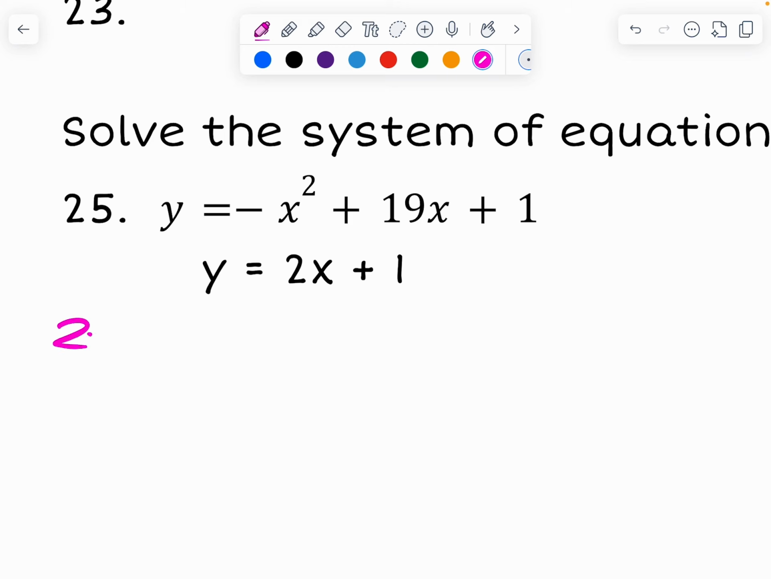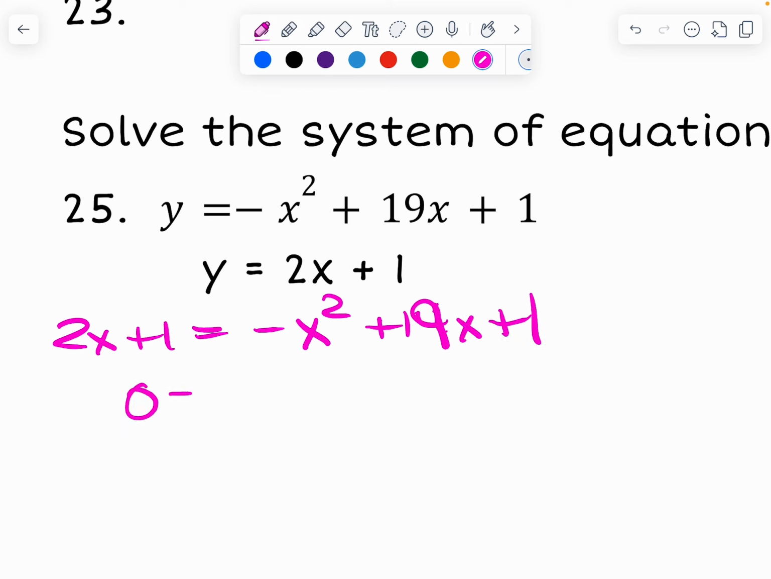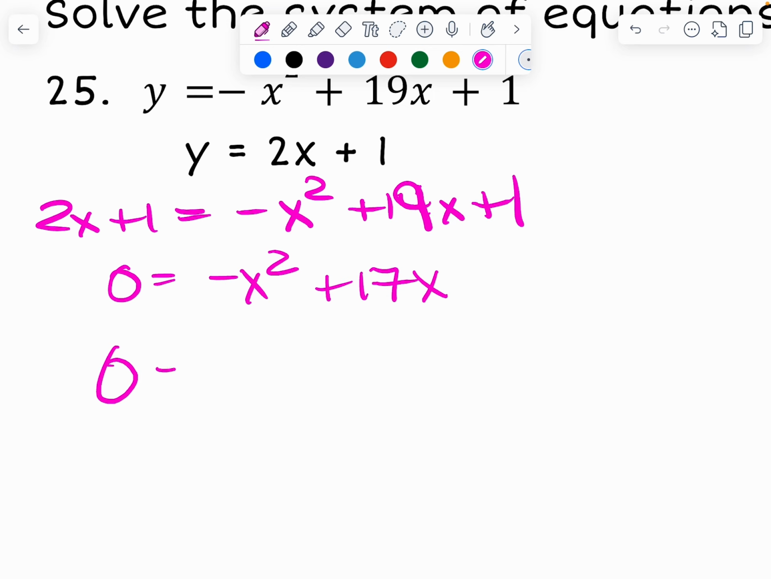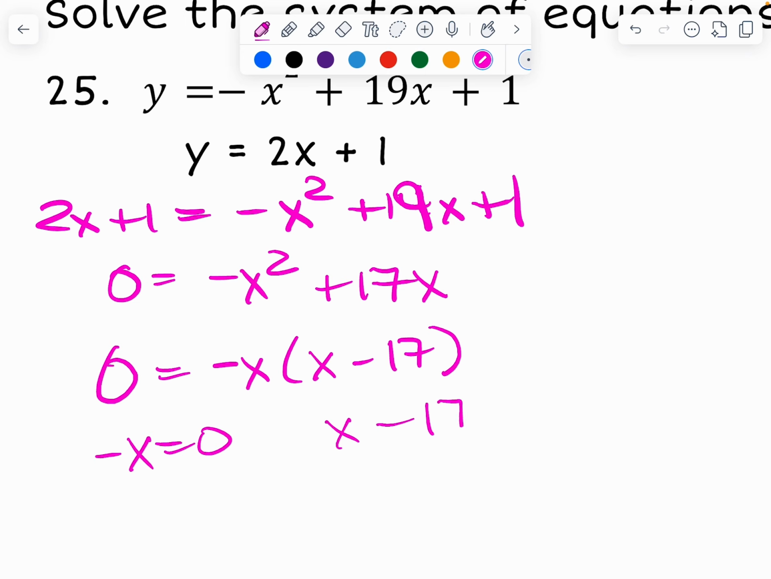Okay, so we're going to do 2x plus 1 equals negative x squared plus 19x plus 1. So that's going to be negative x squared. I'm going to subtract that and get 17x. Okay, I'm going to factor out a negative x and get x minus 17. So negative x equals 0 and x minus 17 equals 0. So x equals 0 and x equals 17.